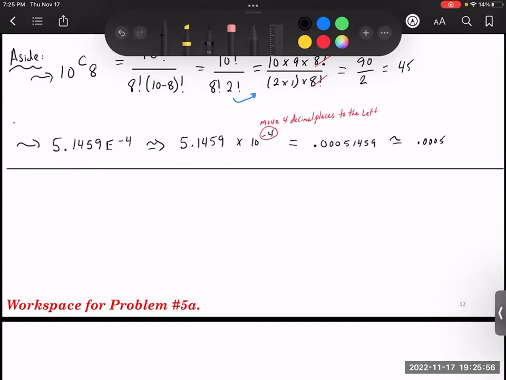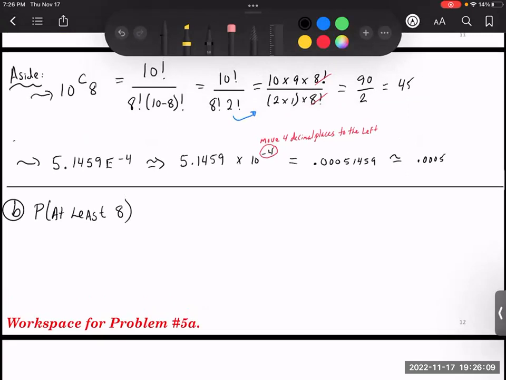So for part B, it states that we want to find the probability of getting at least 8 of the 10 couples. At least 8. Now, is at least the same thing as saying exactly 8? No. When you think about at least, how's another way to phrase at least 8? That it could be 8 or more, right? So in mathematical notation, if you use inequalities, at least 8 is x is greater or equal to 8.